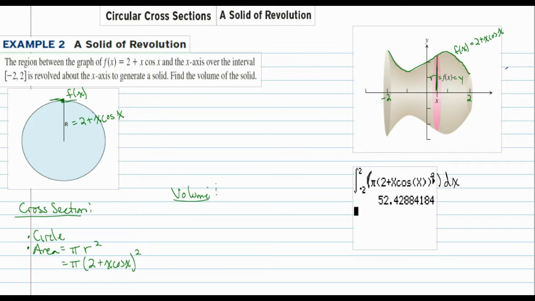So now the volume, we're going to add up all these circular cross sections from -2 to 2. They all have the area pi r squared, where their radius is 2 + x cos x, and we're going to give them a little bit of thickness with some dx, so we create a volume. I did the antiderivative in my calculator, and I get 52.429 cubic units.